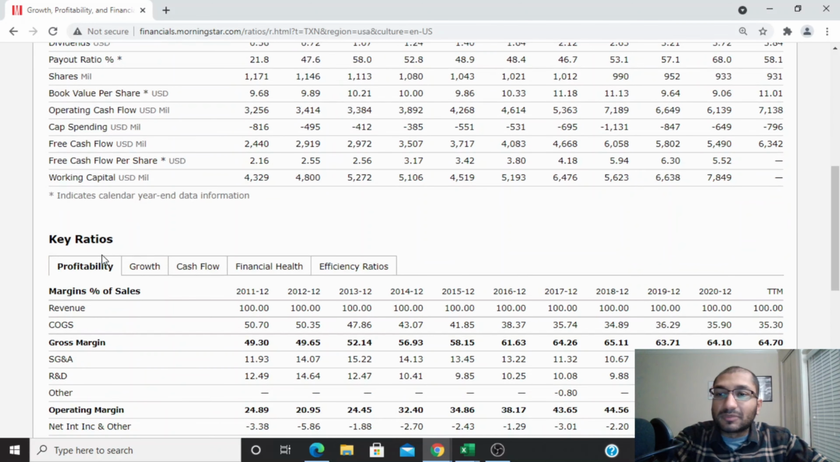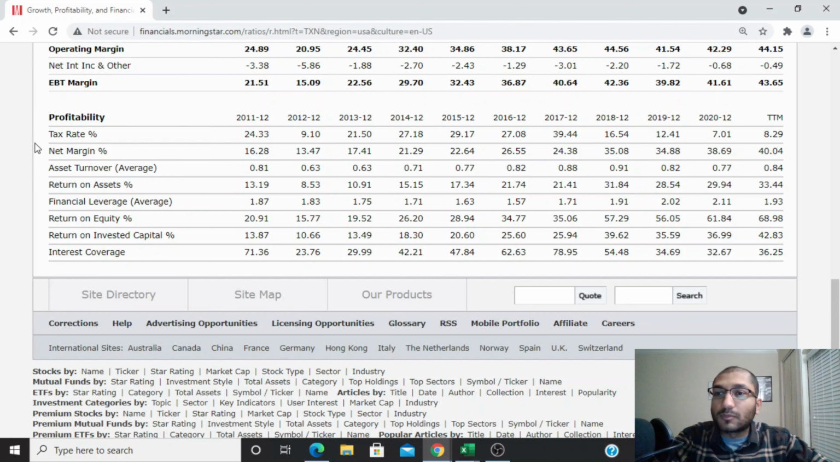Now let's look at the profitability of the company, focusing on the net margin. The net margin is the ratio of the company's bottom line to its top line, so it compares the company's net income to its revenue. Back in 2011, TI's net margin was about 16.28%, and for the year 2020, it was about 38.69%. What this means is every $100 that TI brought in via sales in the year 2020, by the time it paid for its cost of goods, operating expenses, non-operating expenses, interest on its debt obligations, and taxes, it had about $38.69 left as pure profit.